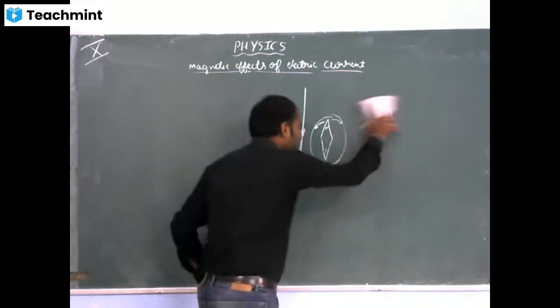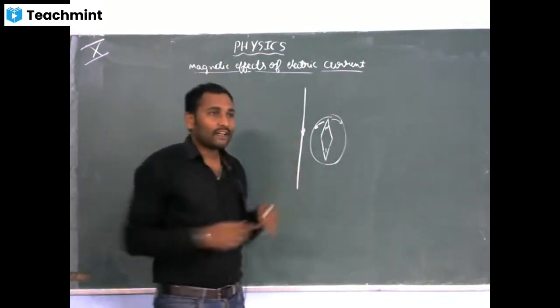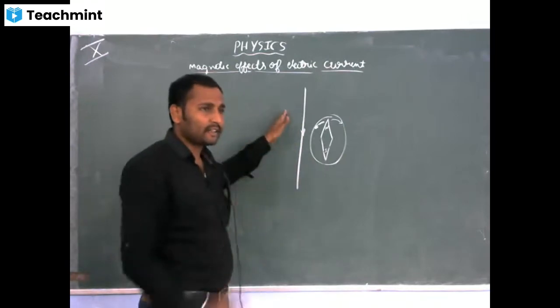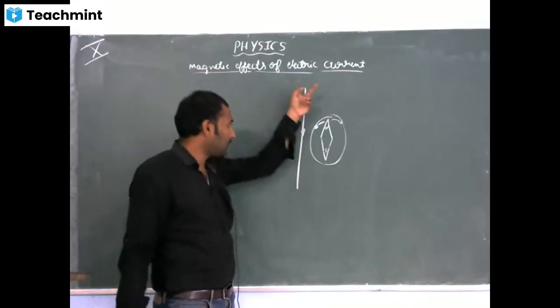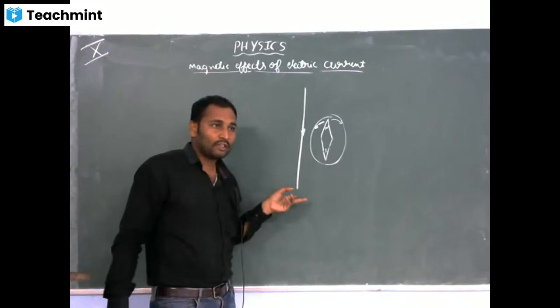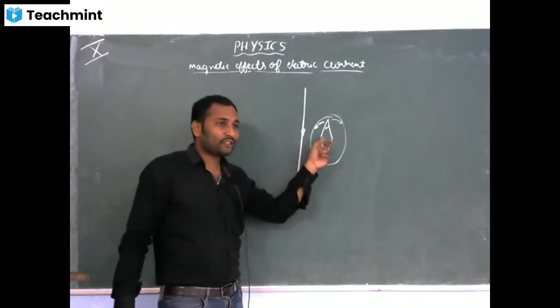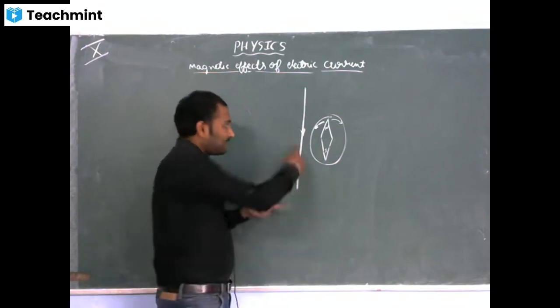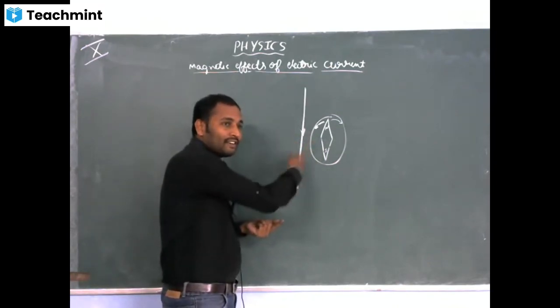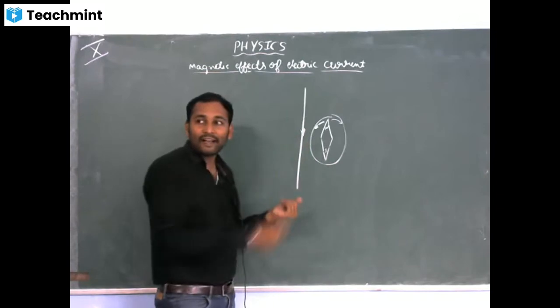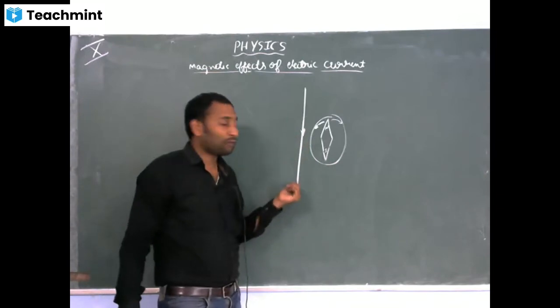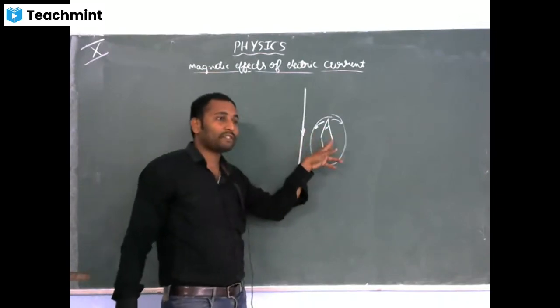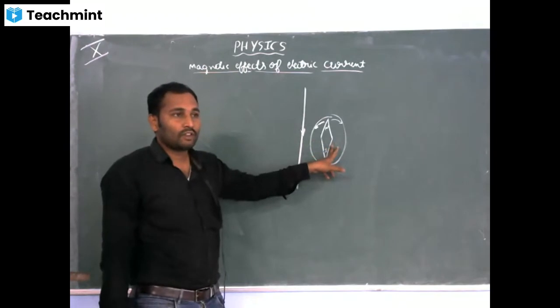So instead of using a magnet, what am I using? I am using a copper wire or any conductor. I allowed the current to pass through this. So what is happening? It is showing deflection. What does it mean? It means that surrounding the region of a wire, there is a magnetic field. Because of that magnetic field, this compass is showing deflection.